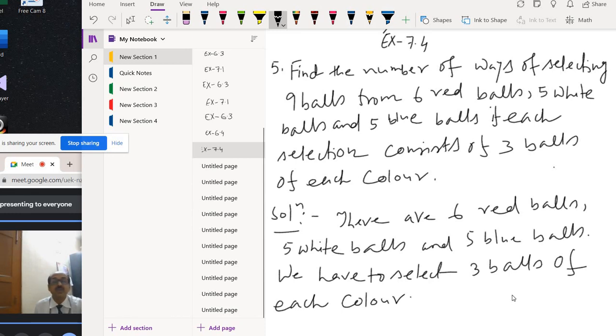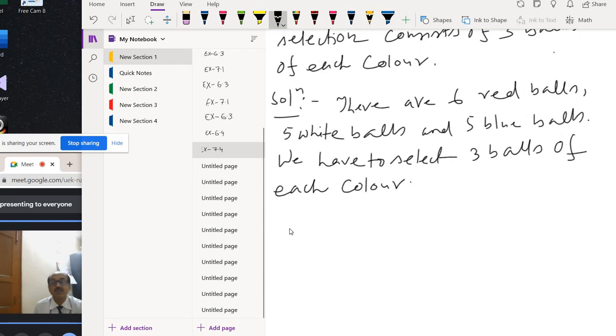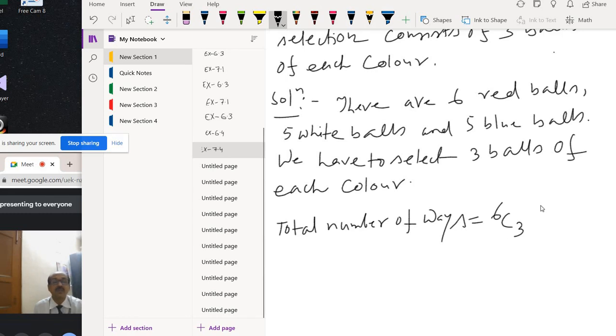Okay, so total number of ways will be equal to 6C3 into 5C3 into 5C3. From the 6 red balls, 6C3, into 5C3 for the 5 white balls and 5C3 for the 5 blue balls, each color 3 balls. Okay, so calculate this now.